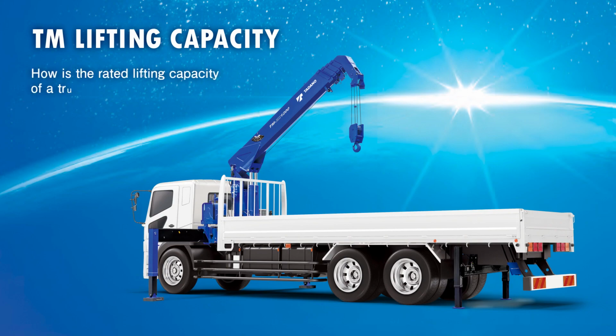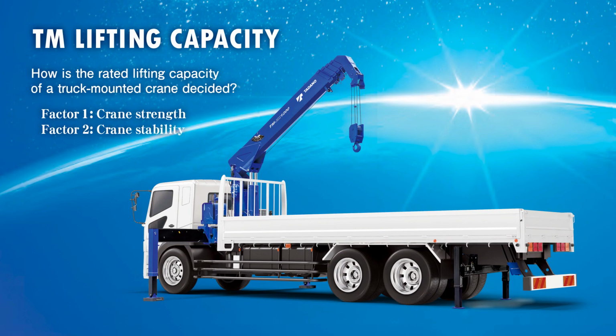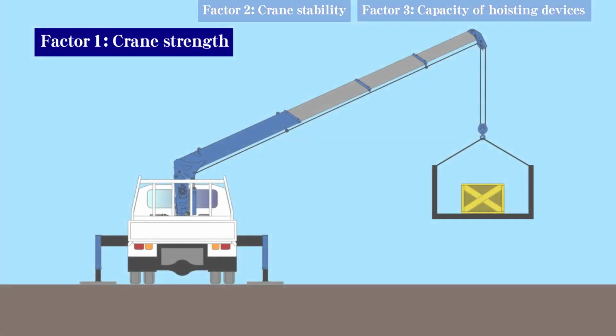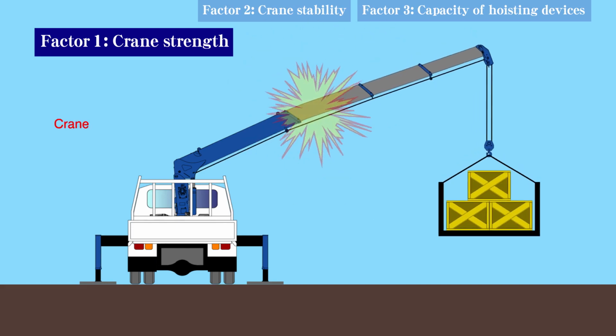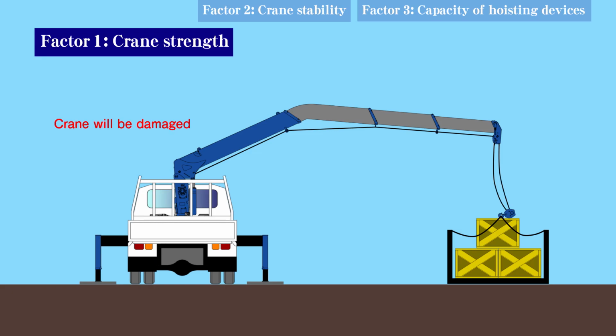How is the rated lifting capacity of a truck-mounted crane decided? The rated lifting capacity is determined by 3 factors. Factor 1 is crane strength. This indicates the strength level of a crane. When the load weight exceeds the rated crane strength capacity, the crane will be damaged.